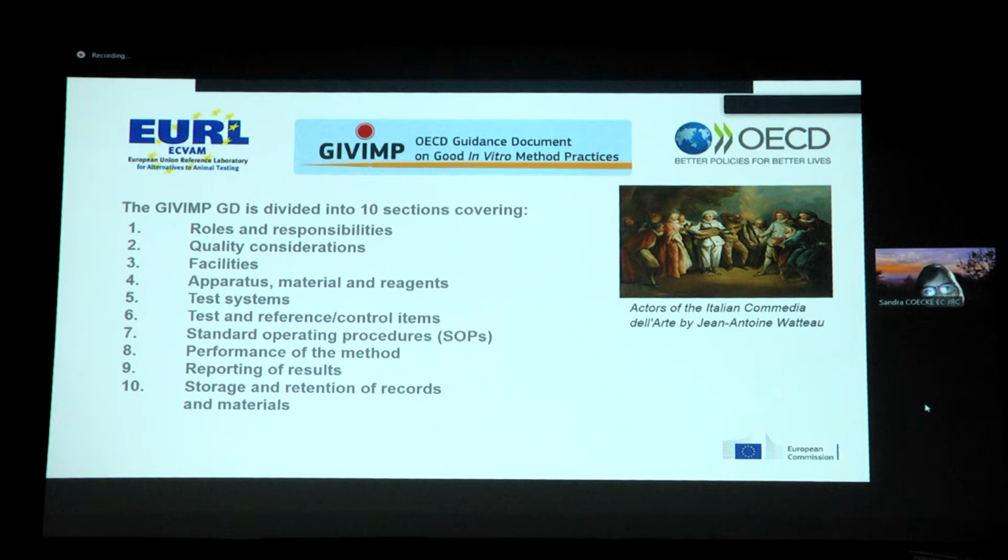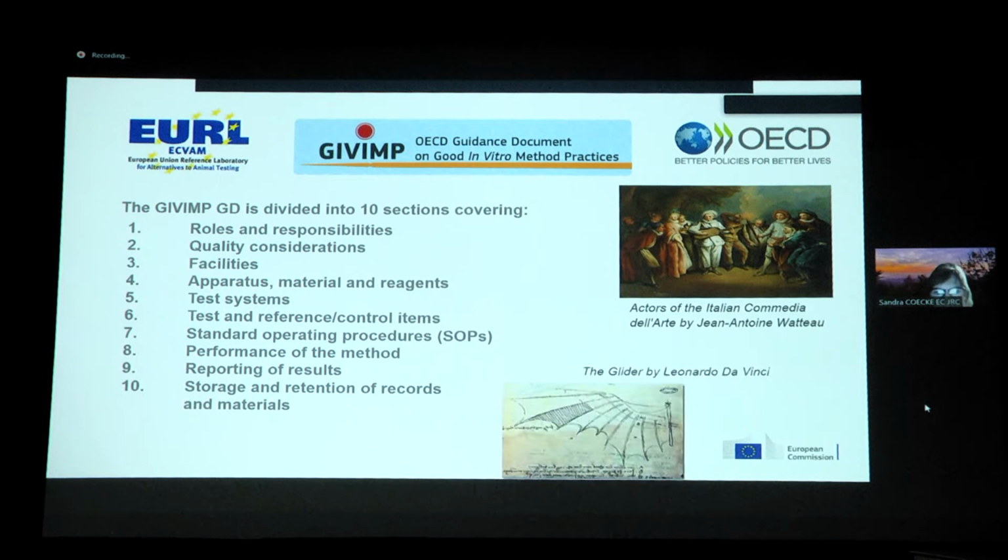So when you look at this document, it's about roles and responsibilities. We all want to do good science. It's about understanding and knowing what you're working with. It's about using standard operating procedures. It's about looking at the performance of these methods. It is about the nitty-gritty details of good scientific practices and good quality practices. So it's a bit like historical people, like Leonardo da Vinci. Before you start to design something, you need to see if it works in practice.